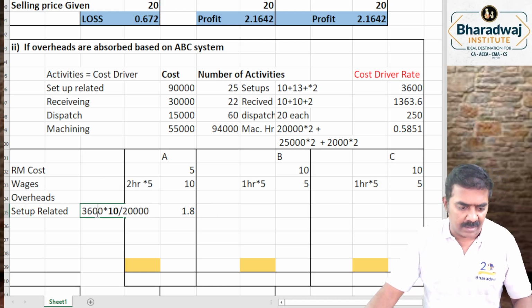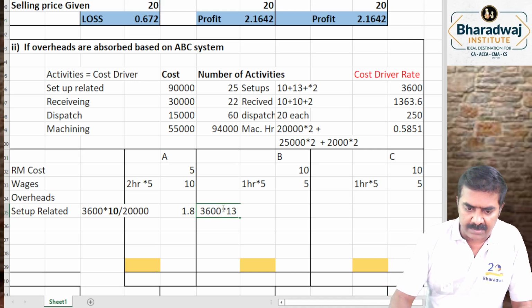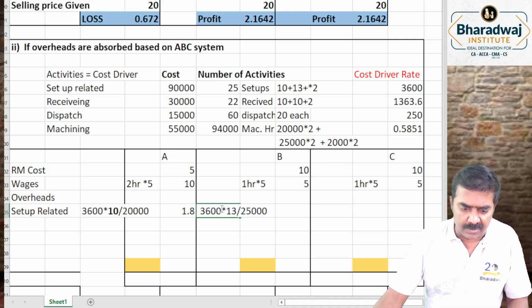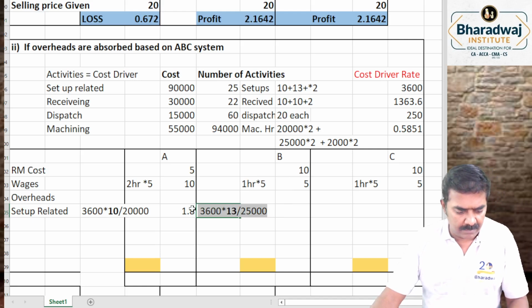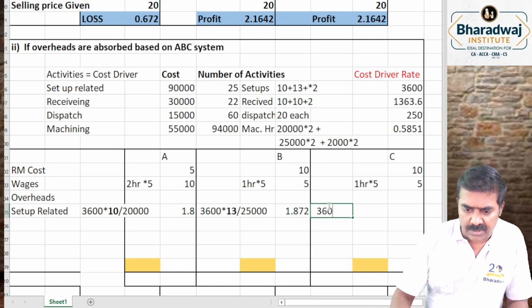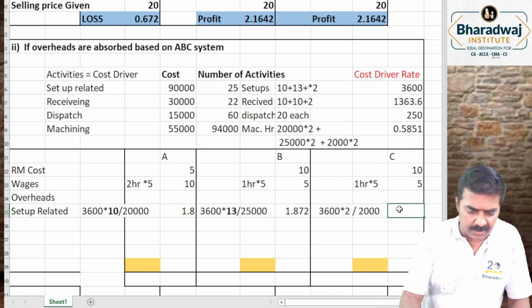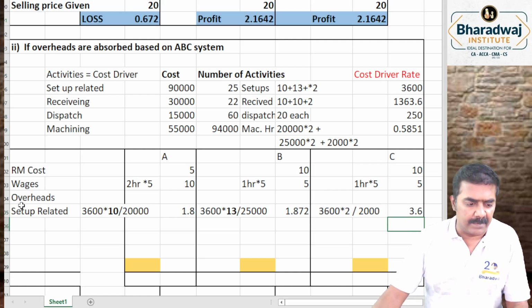Likewise, for the second one, 3,600 into how many setups? 13 setups divided by how many units? 25,000 units. 13 divided by 25,000. How much? The other one. 3,600 into how many setups for the other one? 2 divided by how many units? 2,000 units. Why are you dividing with 2,000 units? To find out cost per unit. This is setup related cost per unit.